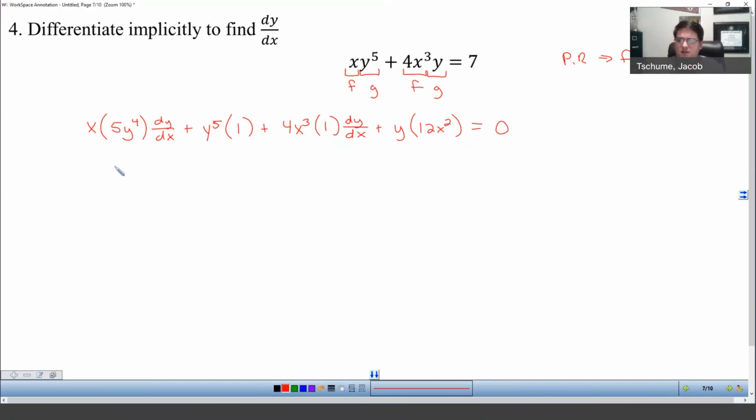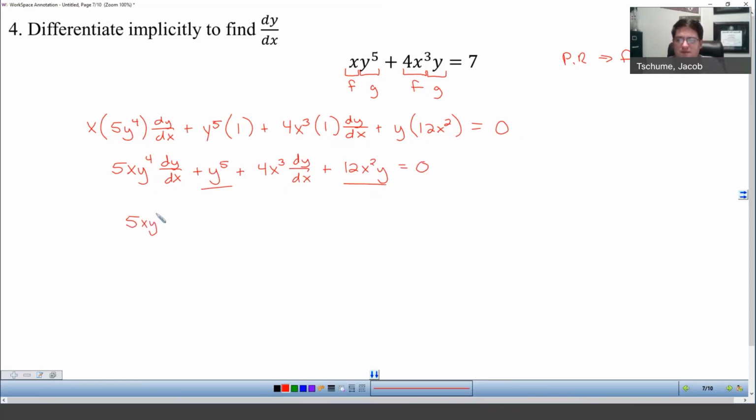If I were to clean all this up a little bit, that's 5xy to the 4th dy/dx plus y to the 5th plus 4x cubed dy/dx plus 12x squared y is equal to 0. Now, since everything is on the same side of the equation, remember, you're trying to isolate the dy/dx's. So the next thing I'm going to do is move these two terms that don't have a dy/dx over to the right-hand side.